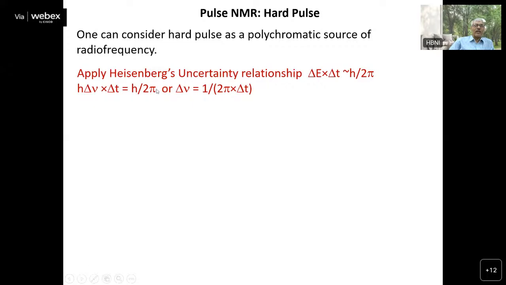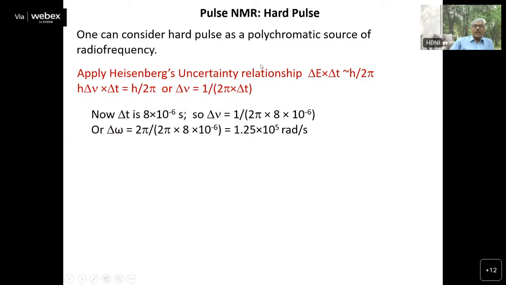So what you have to do is apply Heisenberg's uncertainty principle. What is that? It is delta E into delta T is greater than or equal to h by 2 pi. Or you can just equalize them, so it becomes delta nu equals 1 by 2 pi delta T. Let us say we are applying it for 8 microseconds. So you will see that there is an uncertainty in frequencies. Delta omega, the uncertainty in frequencies, is around 1.25 × 10^5 rad/s.